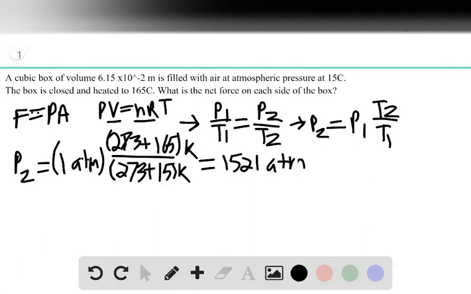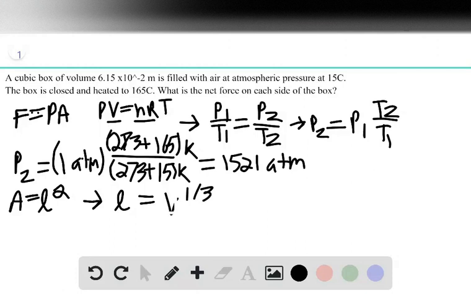Okay, so then we need to find the area of the side of the box. So the area of one side is going to equal L squared, but we're just given the volume of the box. So volume we know is length cubed. So to find the length of one side, L is going to equal V to the 1/3, or the cube root of V. And then we're going to square the length. So if you square the length, we're going to get area equals V to the 2/3.